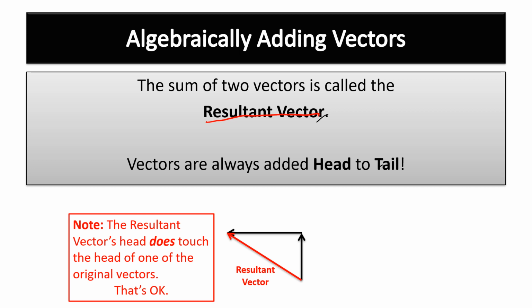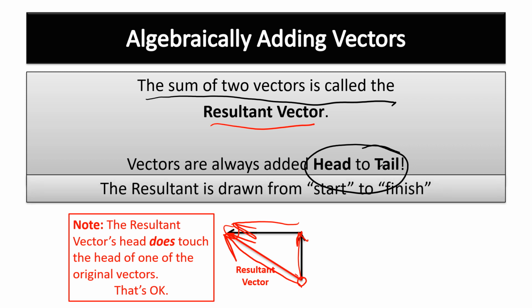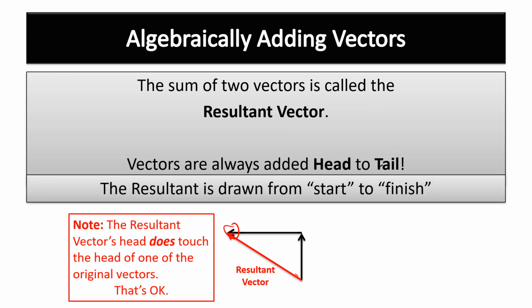That's okay. The whole head to tail mantra is just when you're setting them up. If you want to add two vectors together, those two vectors have to be set up head to tail. When you're ready to draw your resultant, you draw it from start to finish. Okay, because you want north-west, and this is going northwest. The resultant is drawn from start to finish, so you could add that to your notes if you would like.